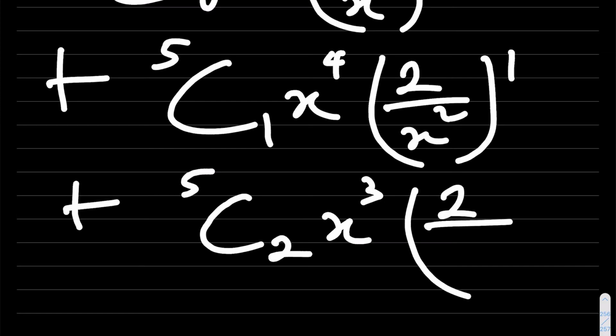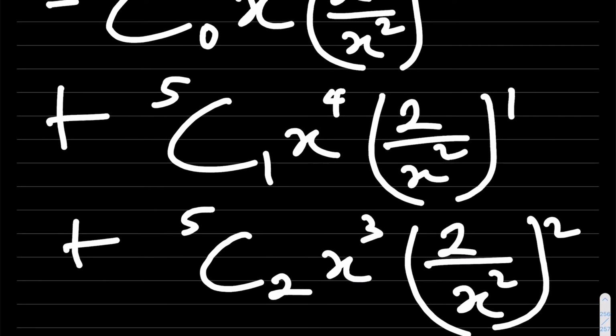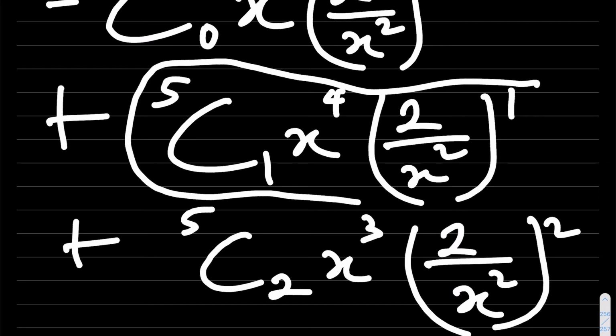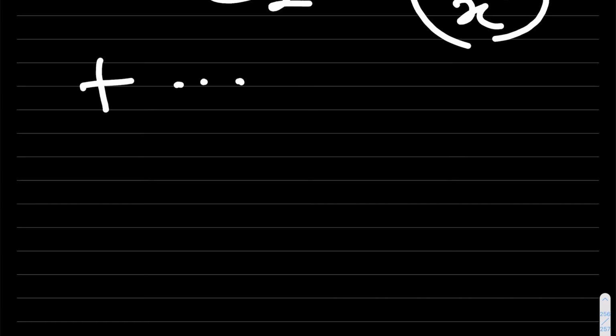times 2 over x squared raised to power 2, plus I don't need to write the remaining terms because I can already see that this is a term that contains x squared and I only need the coefficient of that term. So that's what I'm just going to simplify. The x squared term is all I need. Now let me just paste it here.